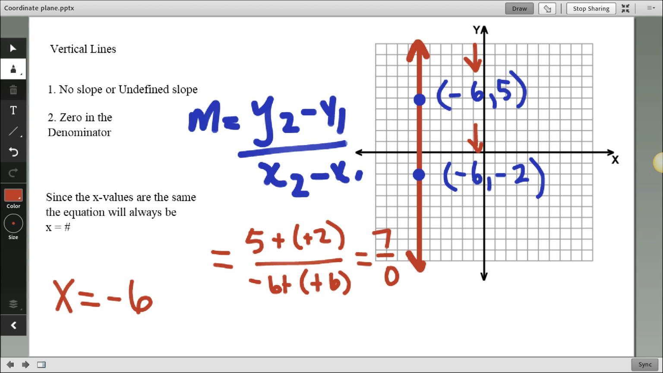So I hope this helps you understand what a vertical and horizontal line is, why it has a slope of either 0 for horizontal or no slope for vertical, and how you write the equation for each one.